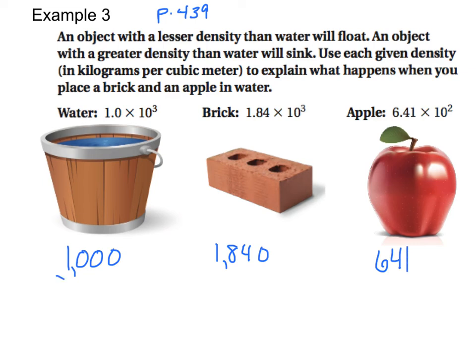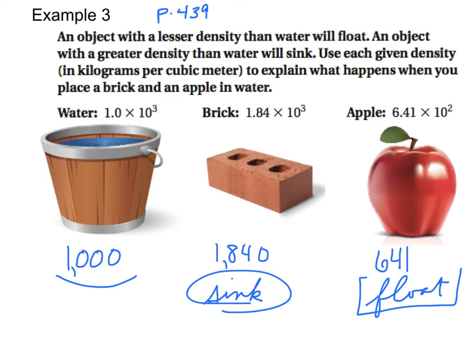Well, the water is 1,000. That means which ones are going to sink and which ones are going to float. Well, the brick will sink since it's greater than 1,000. And the apple will float since it is less dense than water. So because the apple is less dense than water, it will float. The brick is denser than water, therefore it will sink.